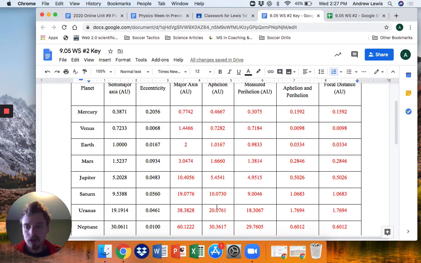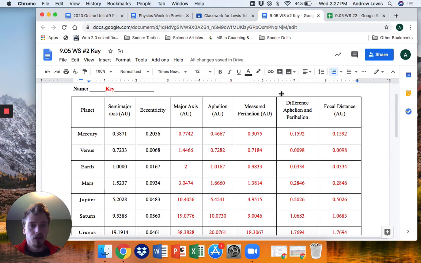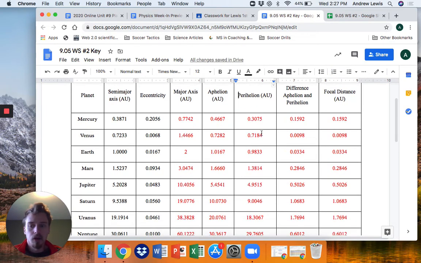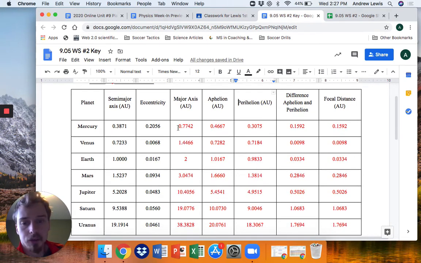What I did for the chart is I just repeated the exact same process to find the major axis, aphelion, the perihelion, and then the focal distance, and then I just subtracted our perihelion from aphelion for the difference between them, right? So major axis, again, just a reminder, I just doubled the semi-major axis, because major axis is just from one side to the other. The semi-major axis is from one side to the middle, so you just have to double that.